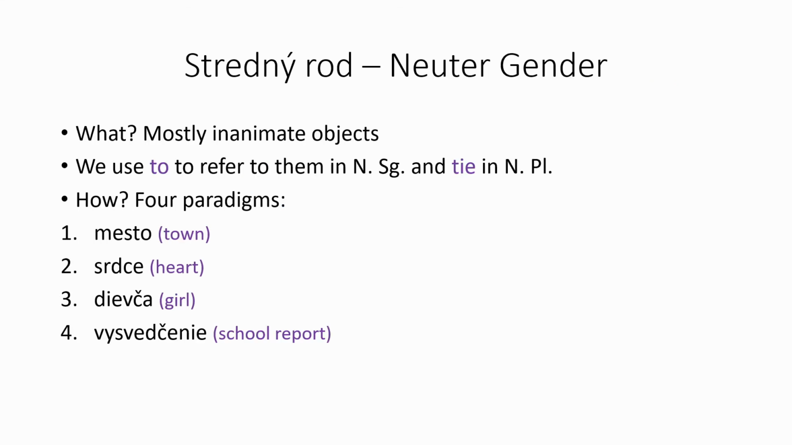So, stredný rod, the neuter gender. So the neuter gender is used mostly for inanimate objects, but it's not always the case. We use to to refer to them in nominative singular, and tie to refer to them in nominative plural. Once again, there are 4 paradigms: mesto, srdce, dievča, vysvedčenie.